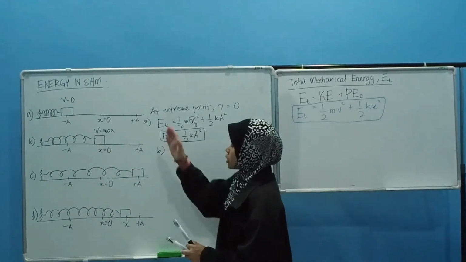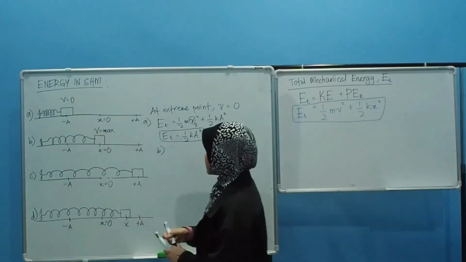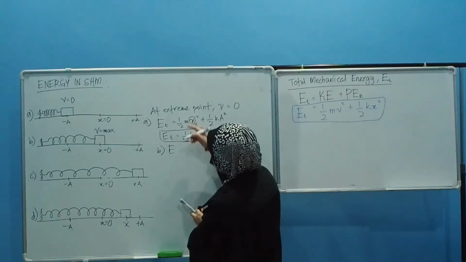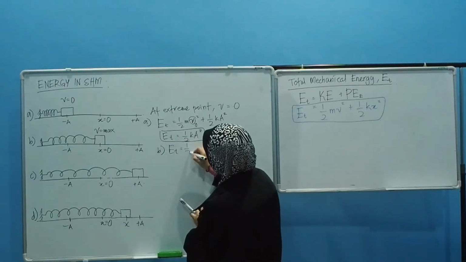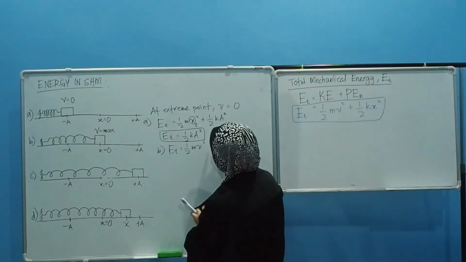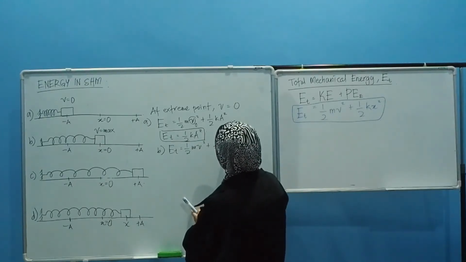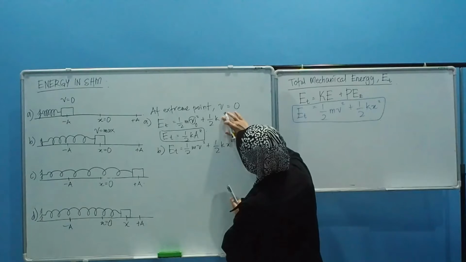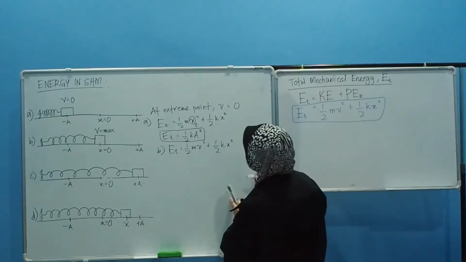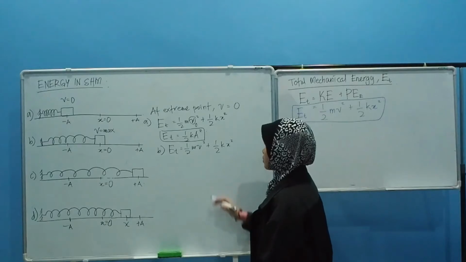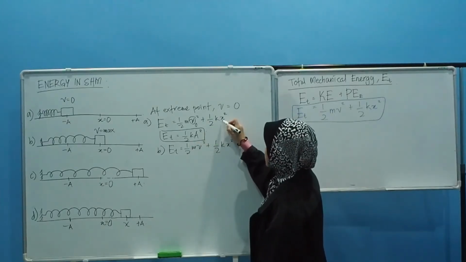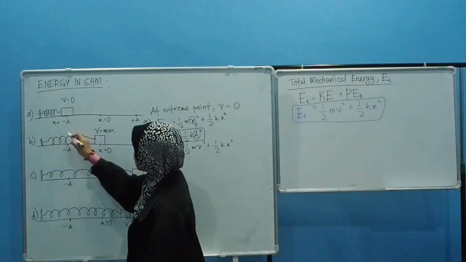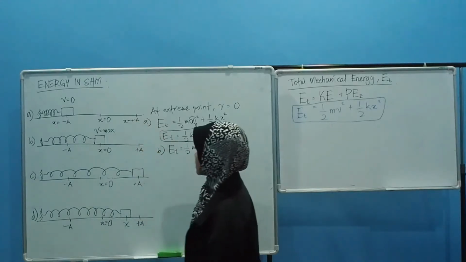So what is the total energy at this point? Total energy at this point is ET. Similarly, we use this equation: half mv square plus half kx square. Oh, sorry, this one is not A, this is x. Back to this explanation. X here is equal to A. This is x equal to plus A.